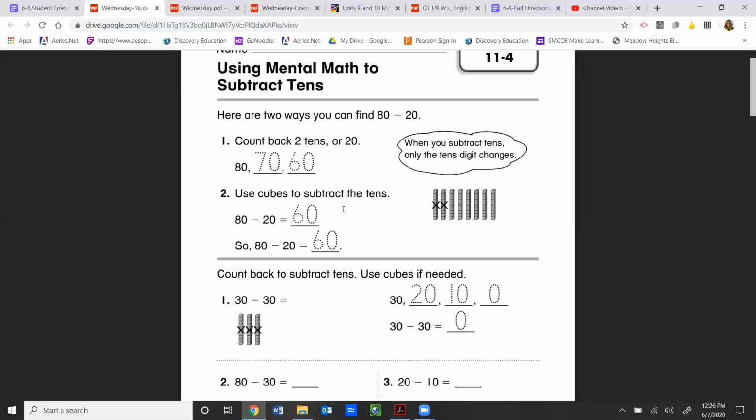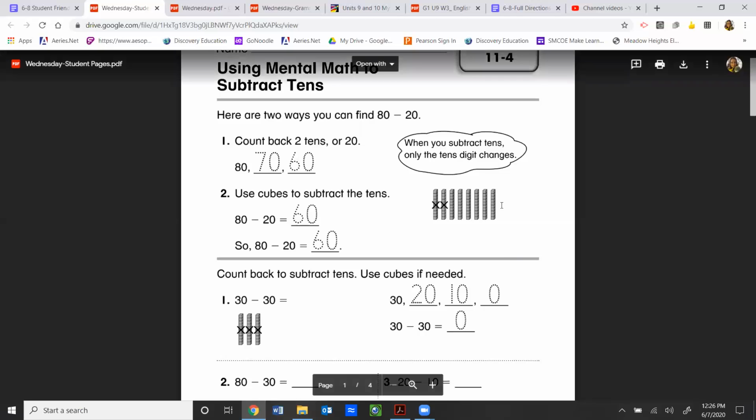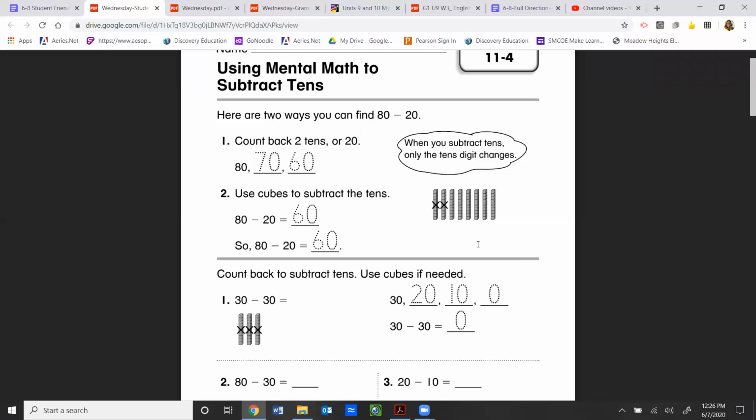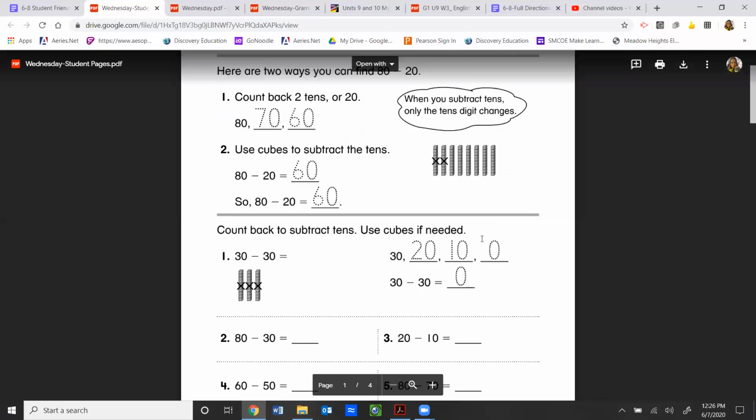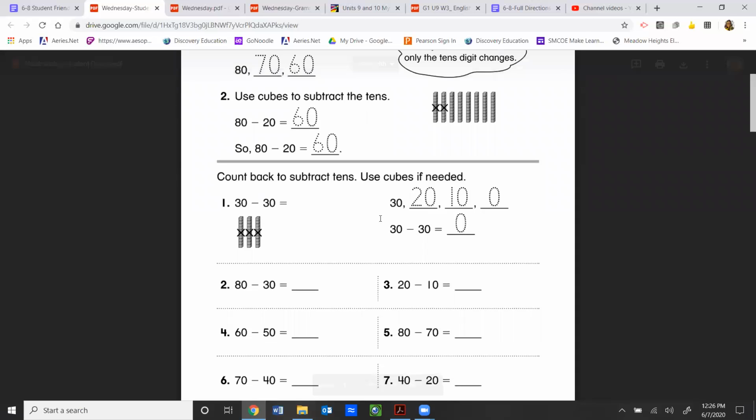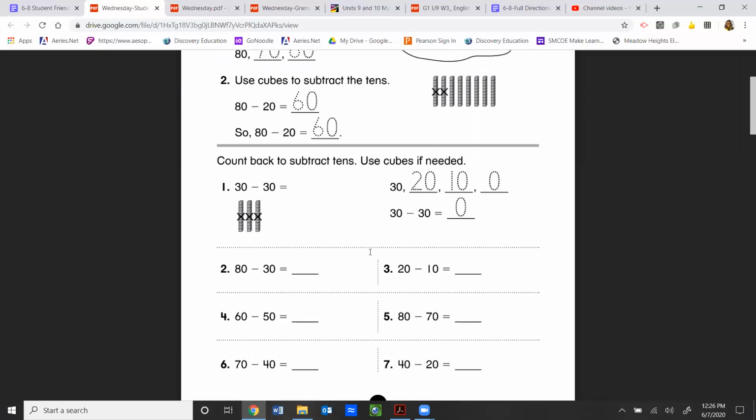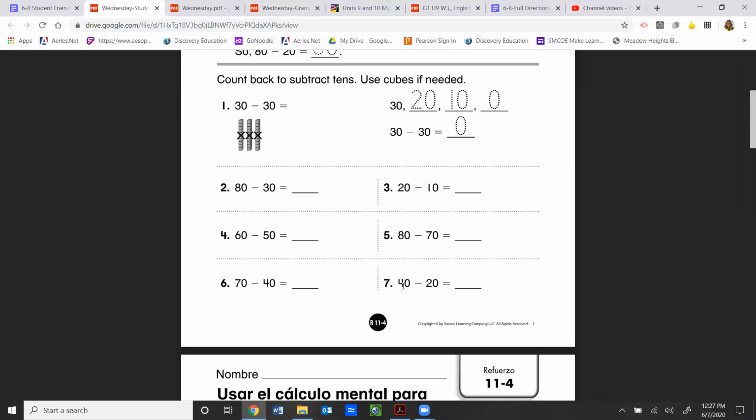Number 2 says use cubes to subtract the tens. So there's a picture of the cubes. You can just draw them, just draw sticks. And then they had to draw 80 and subtract 20, so they crossed off 3 tens, and their answer was 60. So this is saying count back to subtract tens and use cubes if needed. You're going to try doing both of those methods for numbers 2 through 7. If you print this out, there might not be enough room, so you can just do it on a scratch piece of paper.